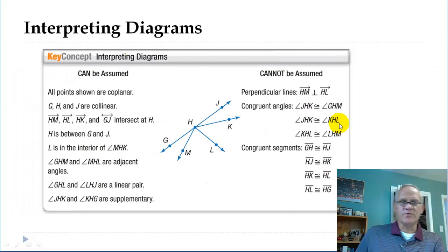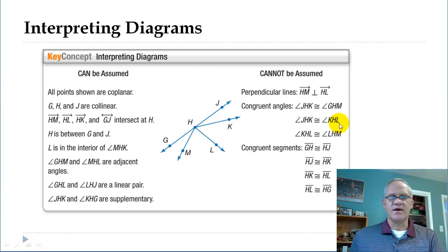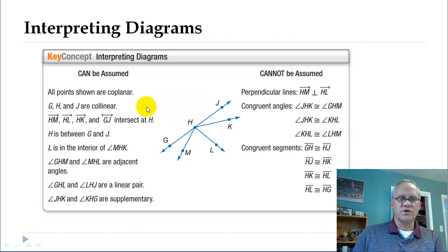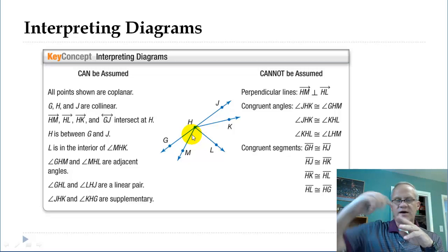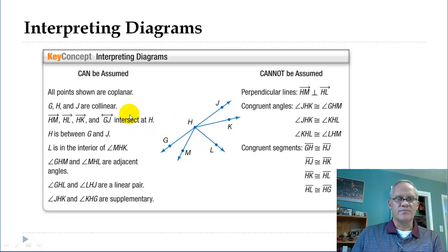Okay, real quickly here, a couple of quick things about interpreting diagrams, what you can and cannot assume when you're looking at these diagrams. First of all, if you see a bunch of points like here, you can assume that they're all coplanar. They're all on the same plane, unless it's drawn with dotted lines and stuff like that. G, H, and J, you see they're all on the same line, and so you can assume, if they look like they're on the same line, they are. Obviously, M, H, J does not look like it's on the same line, so that's not.